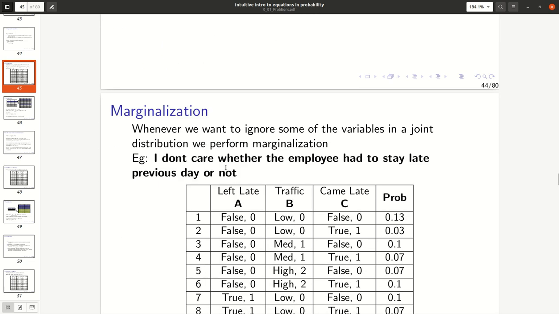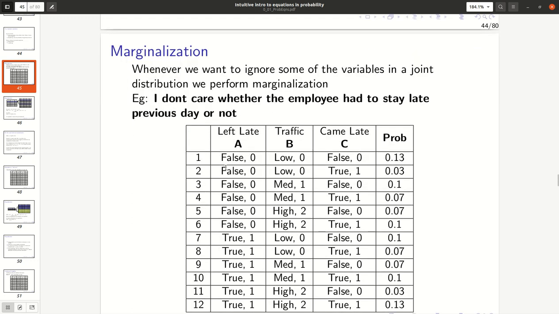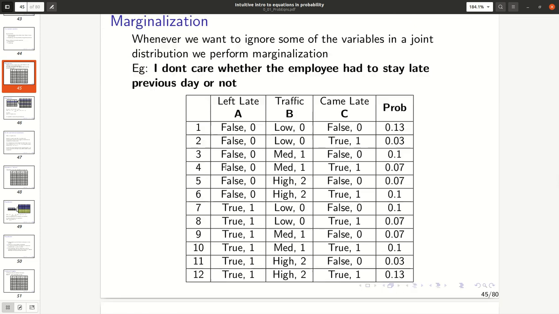Again we are back to the table with which we started. The table represents a joint distribution having three variables A, B and C, and these three variables respectively indicate whether the employee stayed late in the office the previous day, the traffic condition on that day, and whether the employee came to office late or not.